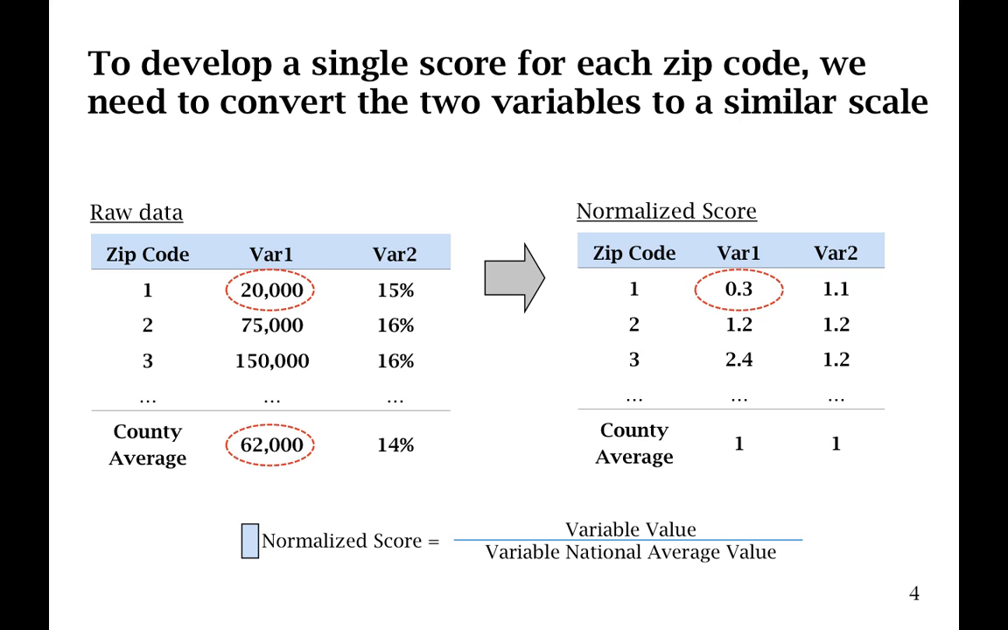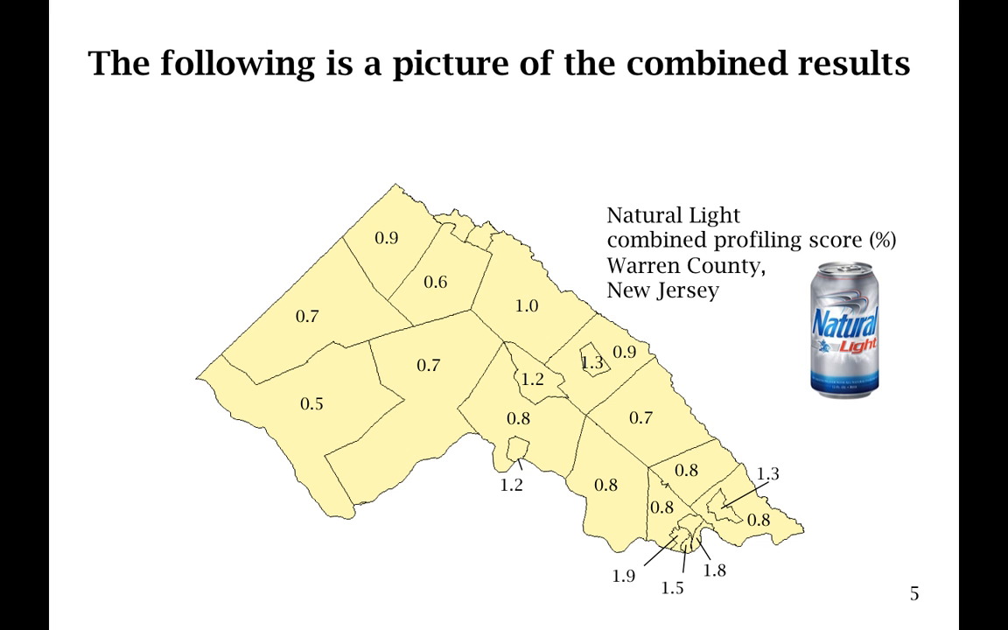If we then average these scores together, we get that single unified score that we're looking for, and that's what we need in order to prioritize our zip codes from most valuable to least valuable. The following is a picture of the combined results, and we can see that several of the zip codes in the southeastern corner of the county are much more valuable than the zip codes in the northwestern corner of the county. And this is important information to have because it helps to guide the investment decisions that Natural Light will have to make.